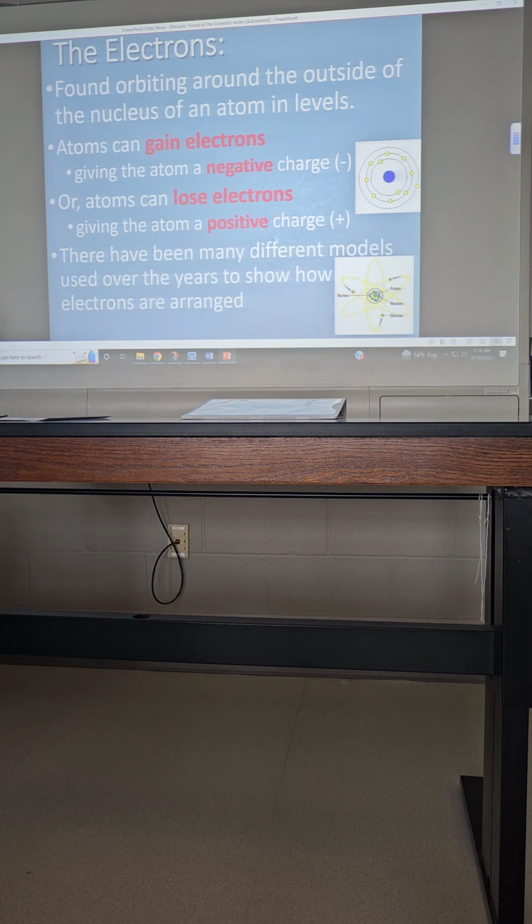So here's where we're going to get to look at the different types of models and how our thinking has changed over the years on what the atom is and what the arrangement is and things like that.